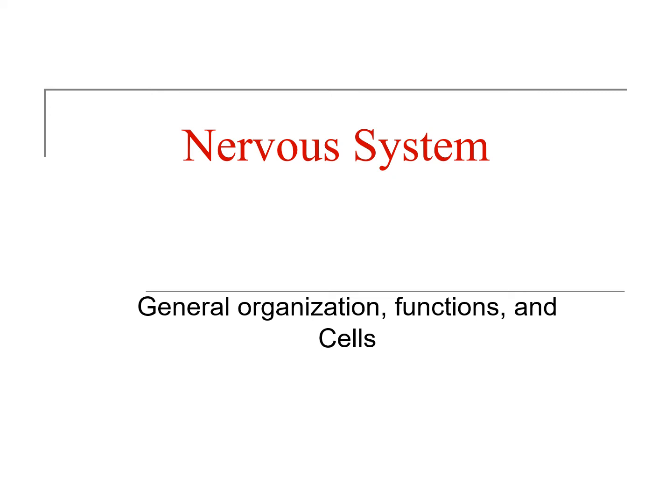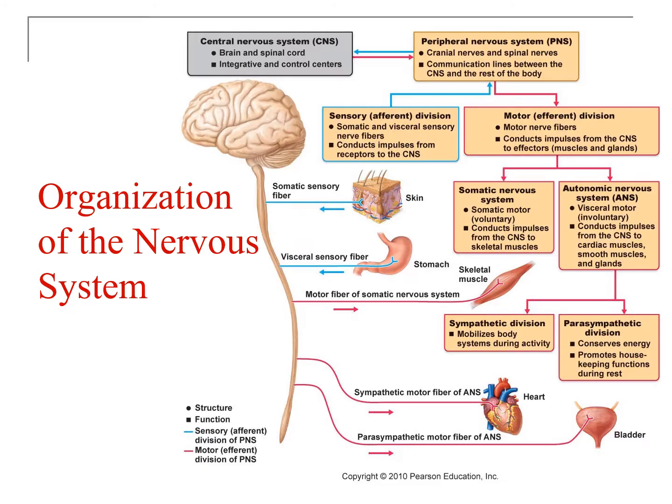This will be the first of 3 videos on the nervous system, and what we're going to discuss in this video is more the cells of the nervous system than anything else. So the first thing to talk about is the overall organization of the nervous system.